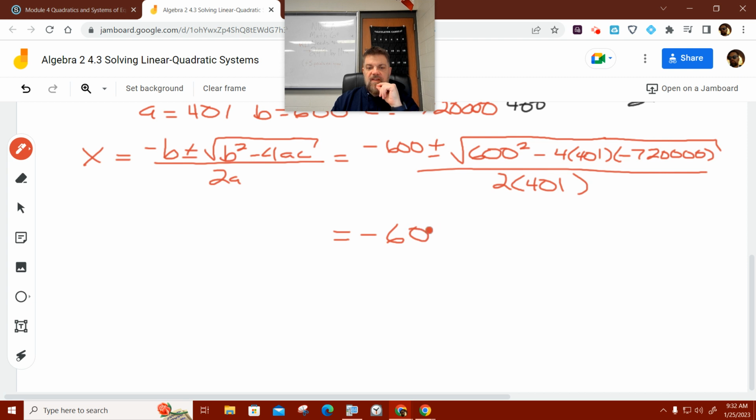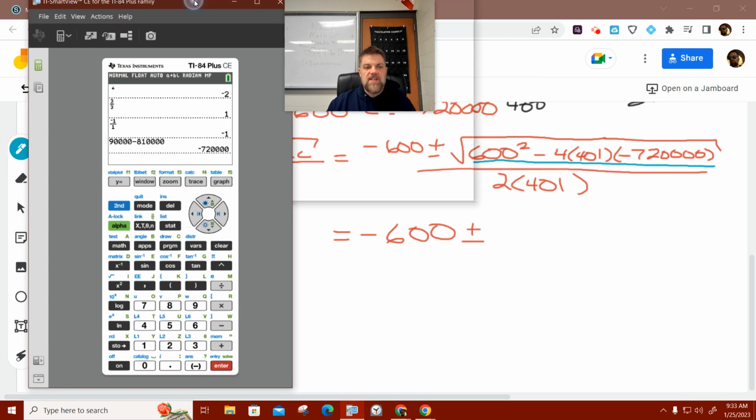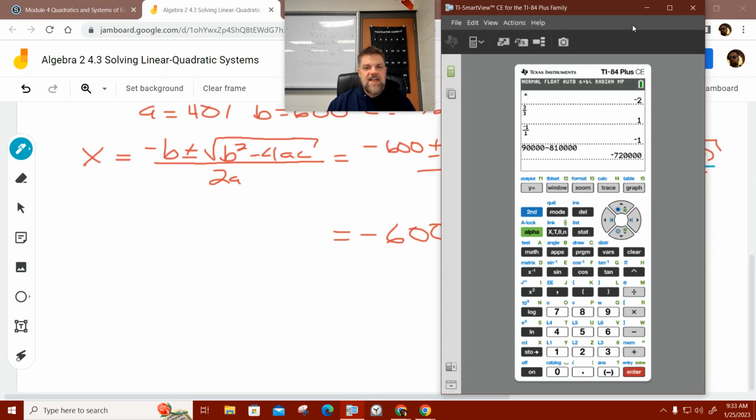All right. Now, the next line, I'm going to try to do this step by step. I've got negative 600 plus or minus. Your calculator can do the discriminant all in one swoop. So what is the discriminant? The discriminant is all this stuff. And I can even put it in the square root. I just have to make sure I put it in correctly. So I'm going to take my calculator. Let me move it over here so we can see what we're doing.